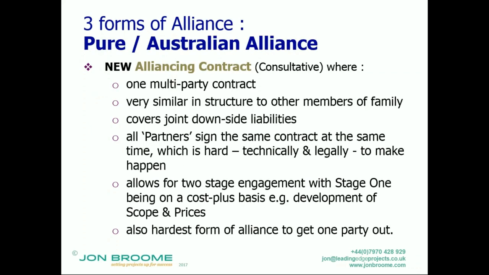The new contract is an alliancing contract, and it's been termed out there as the Pure Alliance, or the Australian Alliance, where they've had a lot of success in Australia, although independent academic research has basically said the alliance target is often set too high.